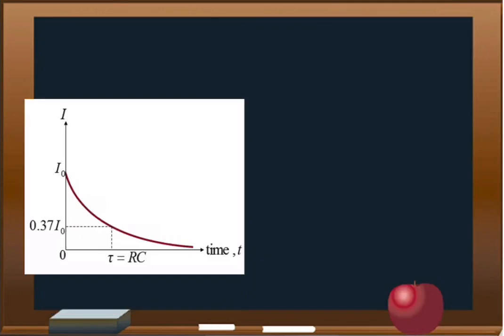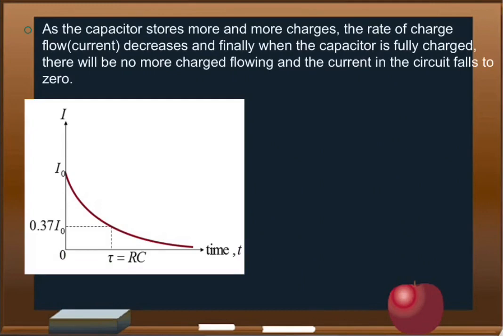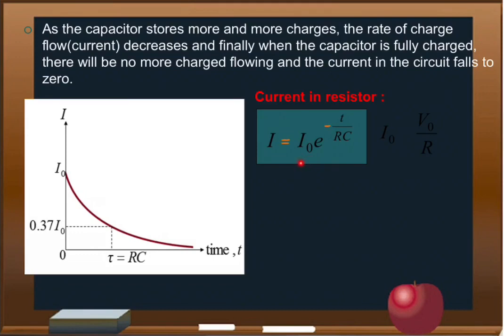For I against T, as the capacitor stores more and more charges, the current will decrease until the capacitor is fully charged. Once the capacitor is fully charged, there will be no more charge flowing. Current in the circuit will then fall to 0. So current in the resistor for a charging process can also be written in the form I is equal to I0 exponential negative T over RC, in which I0 is the maximum current and I is the instantaneous current at a particular time T. And we can also find I0 using the formula I0 is equal to V0 over R.